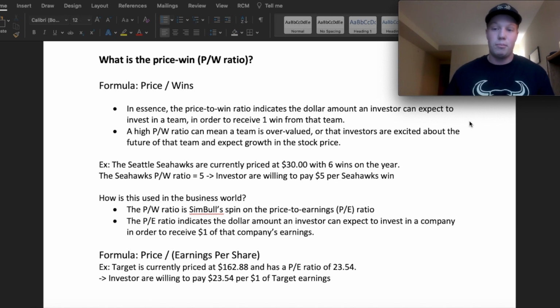So the PW ratio is taken directly from the PE ratio in the business world, price to earnings ratio. So the PE ratio indicates the dollar amount an investor can expect to invest in a company to receive $1 of that company's earnings. So the formula is slightly changed: price divided by earnings per share. So a simple example: Target Corporation currently priced at $162 and has a PE ratio of 23.54, meaning investors are willing to pay $23.54 per $1 of Target's earnings per share.